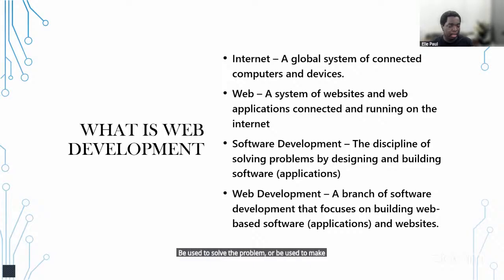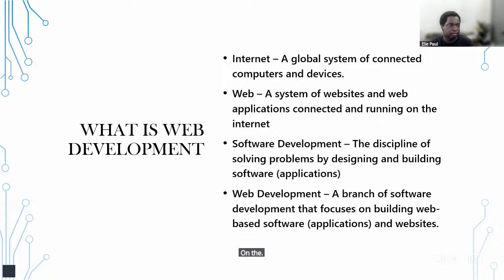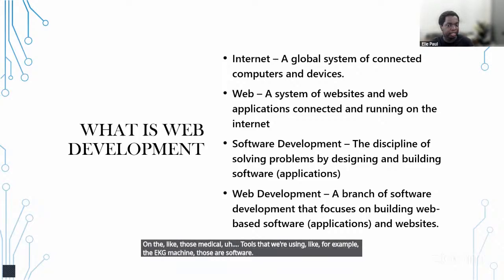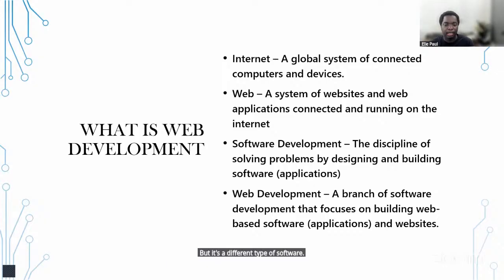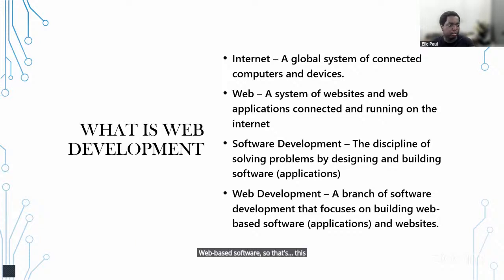make it easier. And web development is a part of software development, but there are different types of software. There's the software on your phone, there's the software on your computer, there's the software that you might not even think about, like those medical tools, for example the EKG machine. Those are software, but a different type of software. Web development is doing software development, solving a problem, but we focus on building web-based software. So this is software that is on the web.